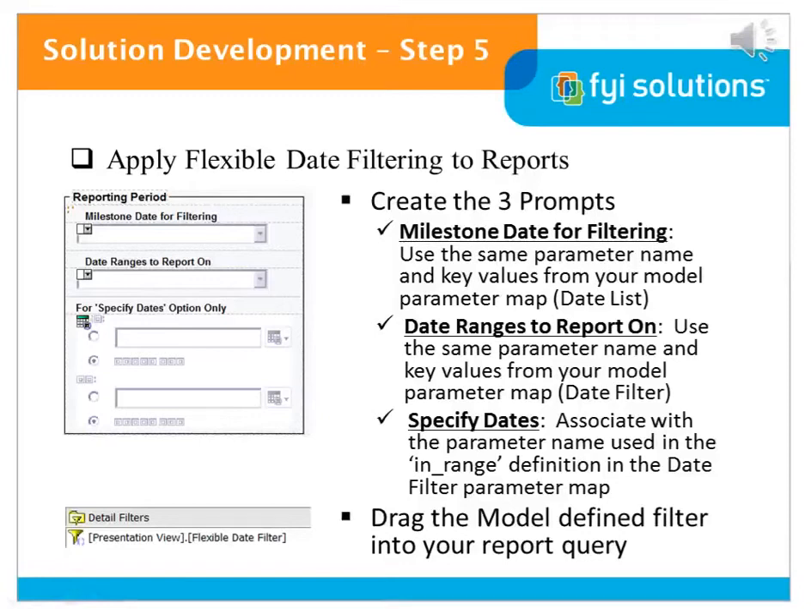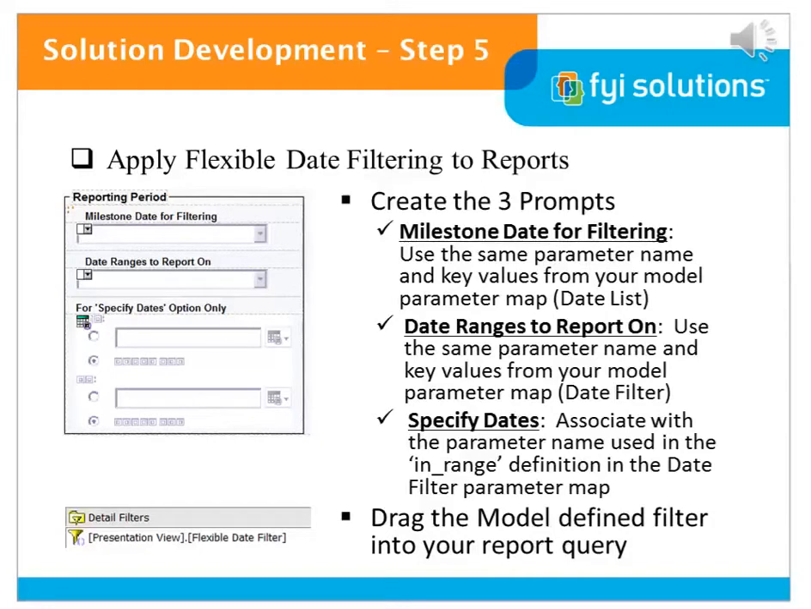The last step is to actually apply the flexible date filter into the reports. There's 2 primary steps that we have to do to each report. The first is to set up the prompts, and the second is to actually apply the filter. So let's first talk about the prompts. So as you can see here on the left, I have 3 actual prompts.